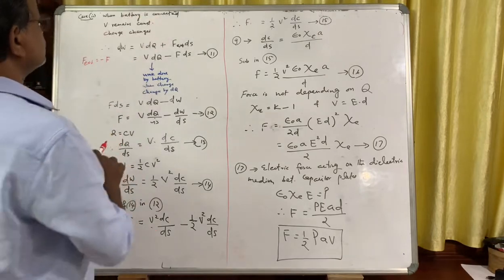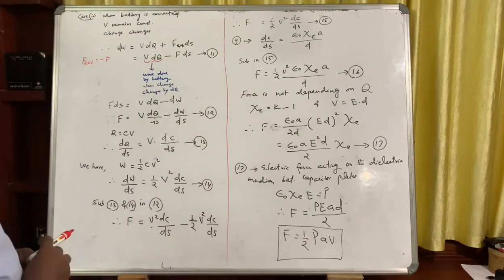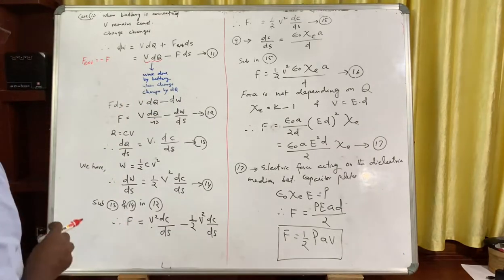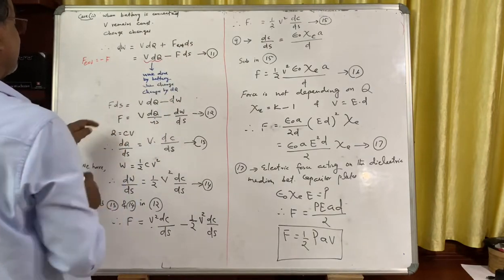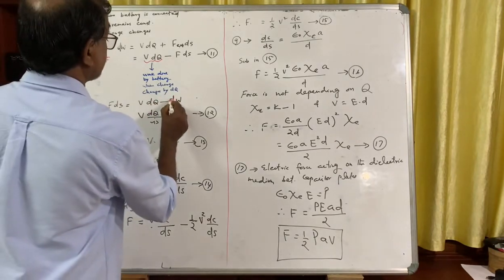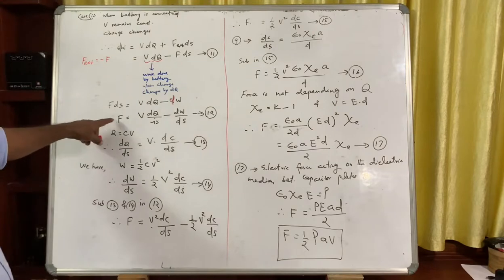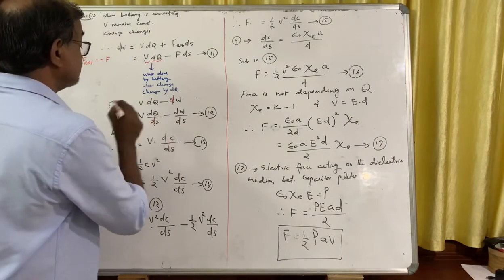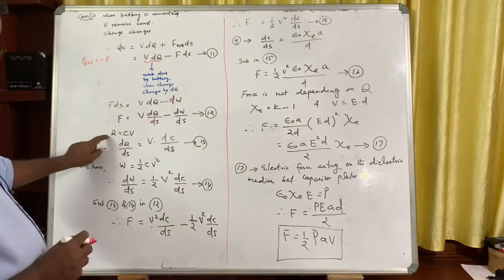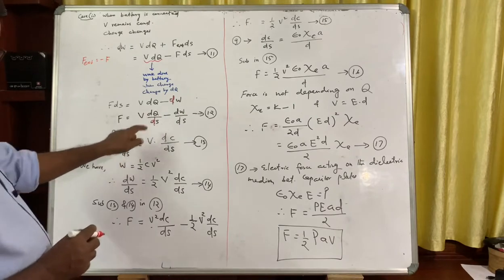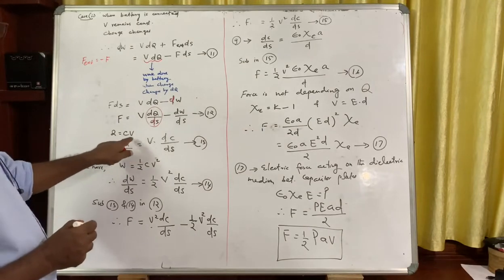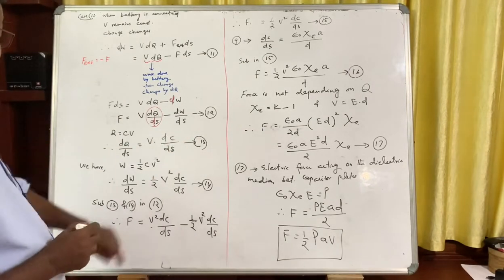So V dq, what is this V dq? V dq is the work done by the battery when charge changes by dq, when it is getting charged. From this 11, we can say F ds is equal to V dq minus dW. And so from this F is equal to V dq by ds minus dW by ds, equation number 12. And we know Q equal to CV, substituting. So what is this dq by ds? dq by ds can be written as Q is equal to CV, so V into dC by dS.